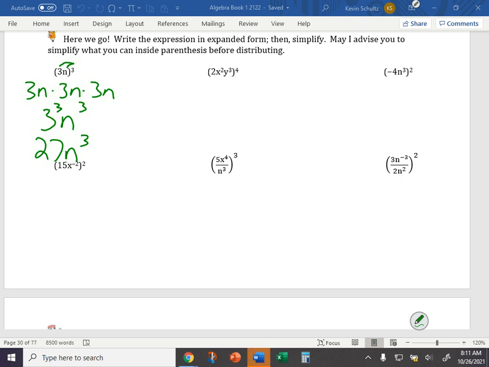Pick another one to go over. What looks intriguing? Catherine, is that a hand up? The last one. All right. 3n to the negative third over 2n squared, all being squared. Okay. Any thoughts on what we should do first here? What might improve our situation a little bit?